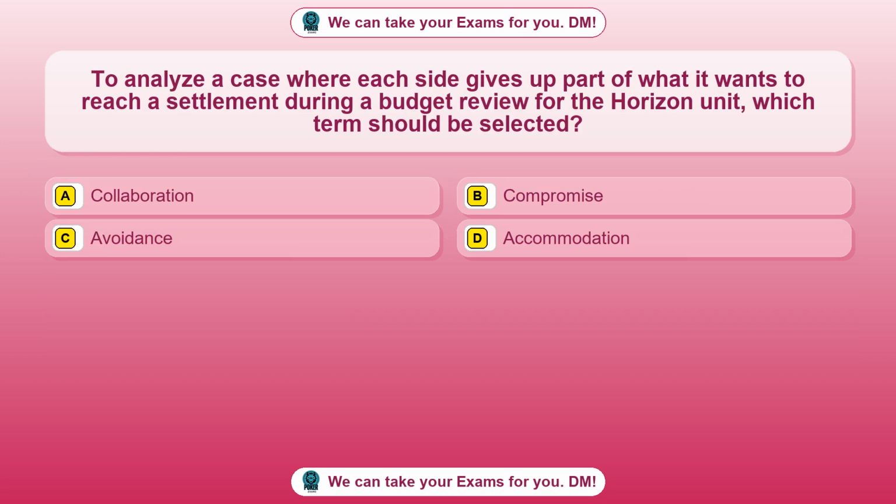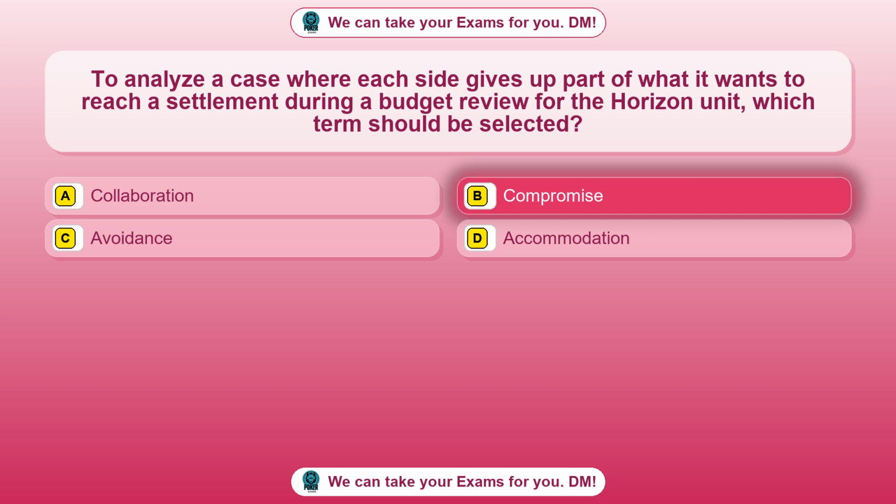Question 31. To analyze a case where each side gives up part of what it wants to reach a settlement during a budget review for the Horizon unit, which term should be selected? Option A. Collaboration. Option B. Compromise. Option C. Avoidance. Option D. Accommodation. The correct answer is option B. Compromise.